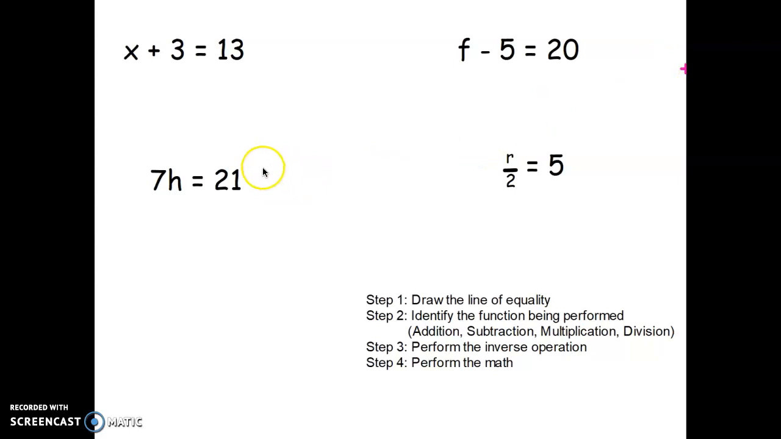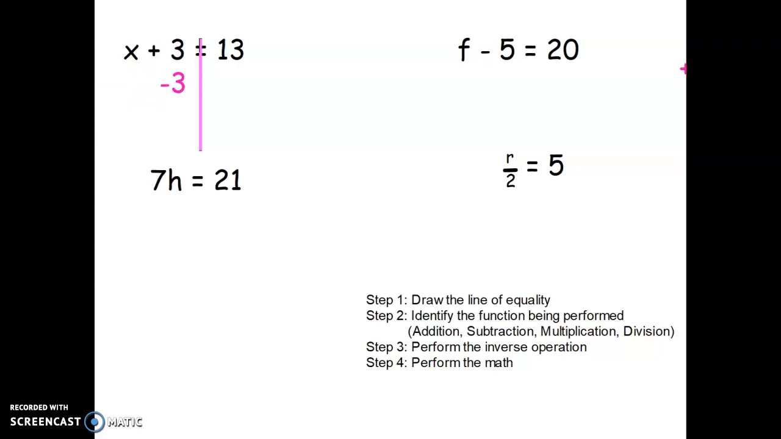Quick review. Remember, we talked about the line of equality, and there was a wall of equality that separated the two sides of the land. So the first thing we want to do is draw that line of equality, or the wall of equality, down the center of our problem. This separates the two halves because remember, our variable wants to be alone. We want to isolate the variable, and we do that by first identifying the function that's occurring. In this case, we have addition. Then we want to perform the inverse or opposite operation. The inverse of addition, of course, we all know is subtraction.